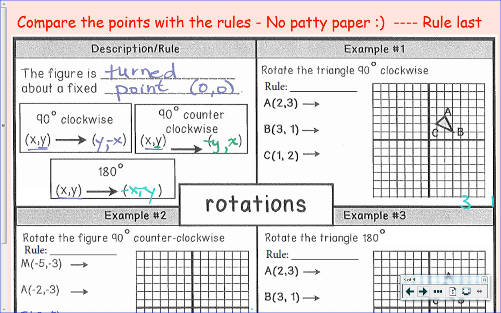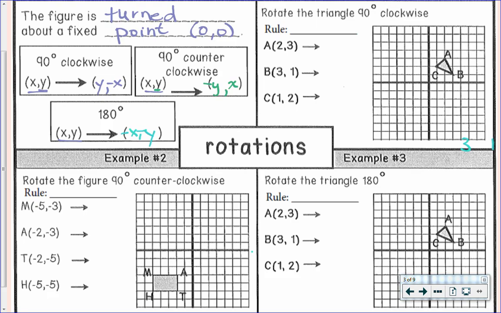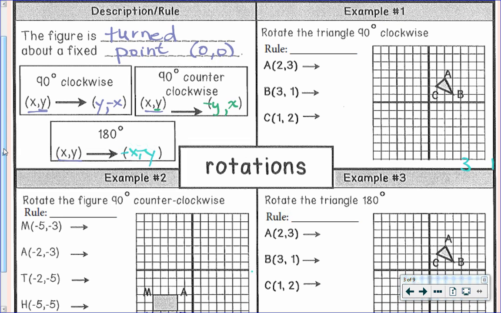All right. So let's practice. Let's do example number one. I want you to put your scratch paper away. For these examples, I want to try not using scratch paper. I'm going to show you, you don't need scratch paper, okay? So in our example number one, we're going to rotate the triangle 90 degrees clockwise. We're going to come up with our rule last, okay?